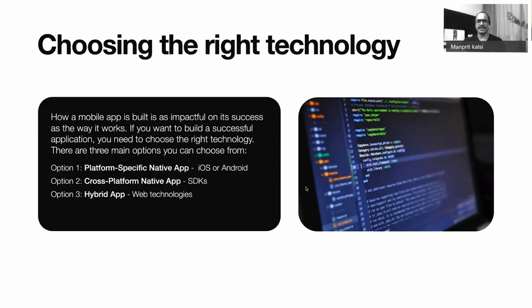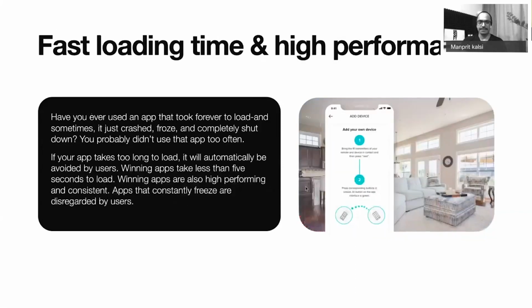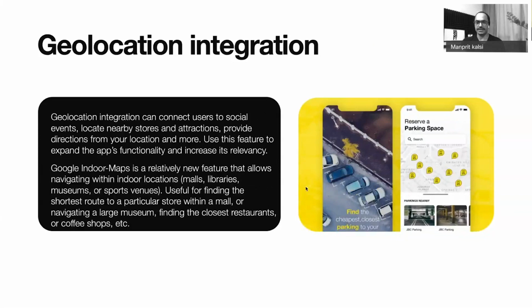And this is more from the technical side, but the right technology should be there, and it should be device agnostic. So it should work perfectly and in a similar manner on all the devices, whether it's Android, a 6.5 inch device, or a 5.5 inch device, or any kind of device, or any brand. The experience should be similar on all the devices. Fast loading, high performance, this is key. Then yes, since you're taking a lot of personal information from the user, the information should be secure. Geolocation integration should be there as and when required.